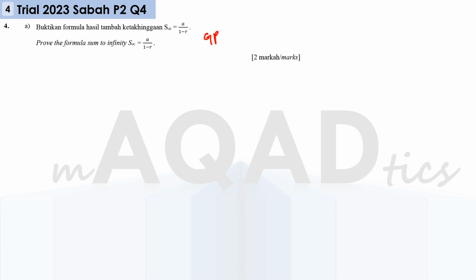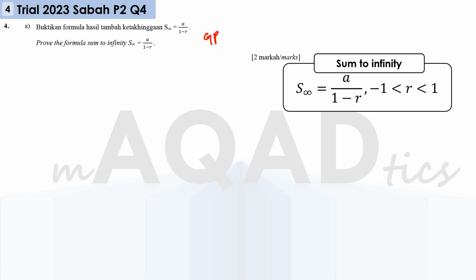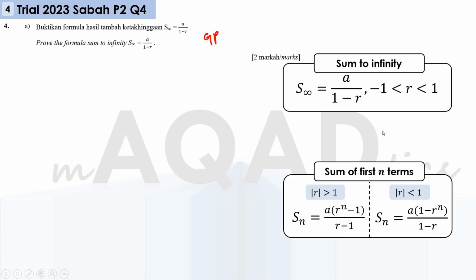For sum, we have two kinds of formulas, right? One is sum to infinity and the other one is sum of the first n terms. The difference is one is infinity and the other one is n. So I'd like you all to focus on the range of r. Sum to infinity must be -1 to 1, and it's exactly the same as this one.